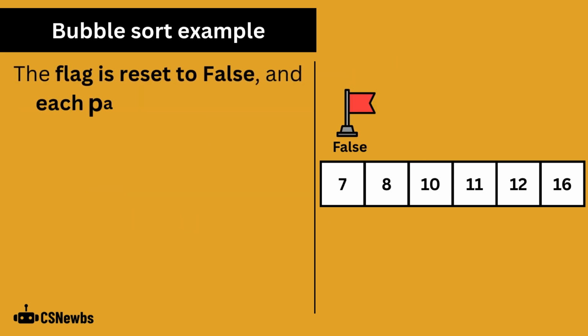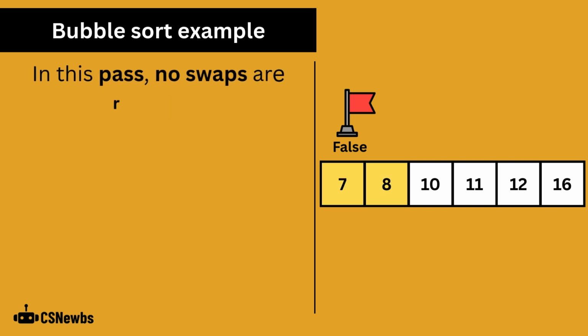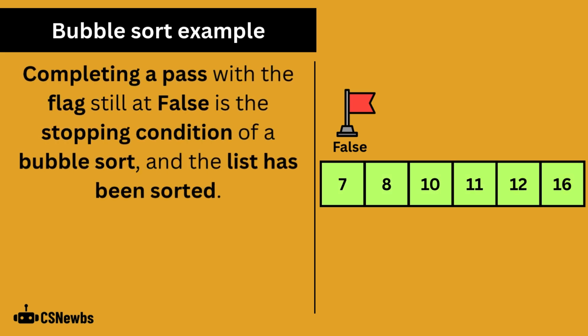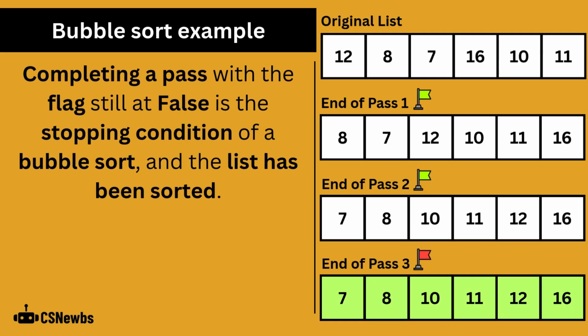The flag is reset to false and each pair is compared in turn. In this pass, no swaps are required. Completing a pass with the flag still at false is the stopping condition of a bubble sort and the list has been sorted.